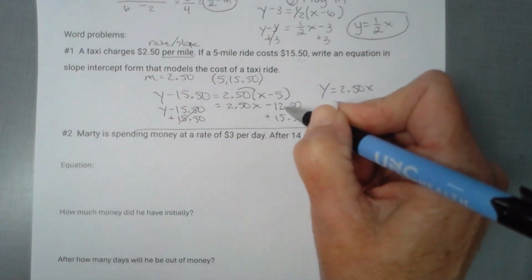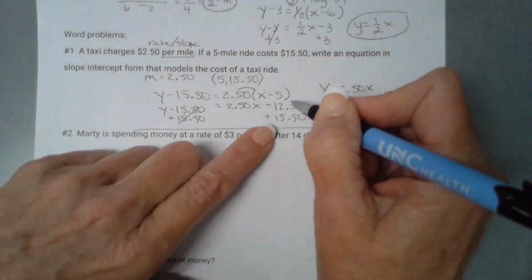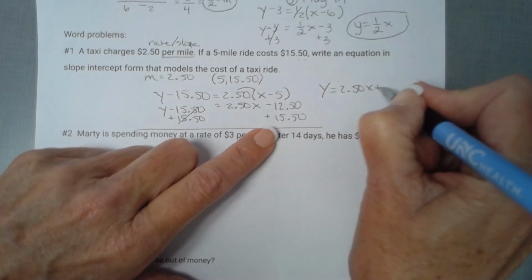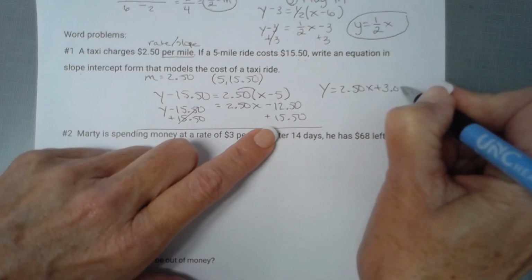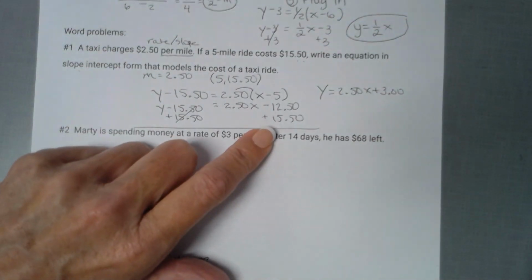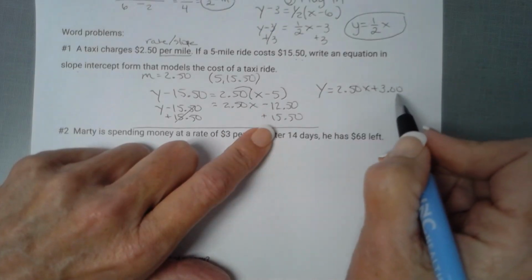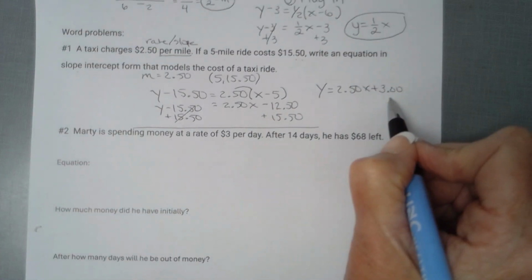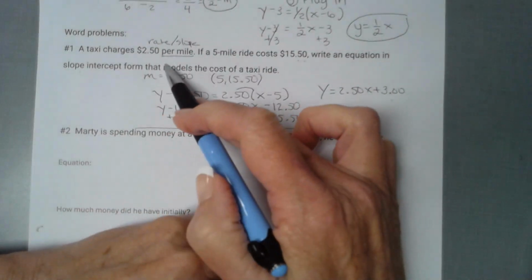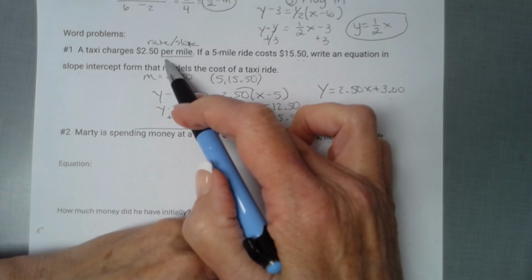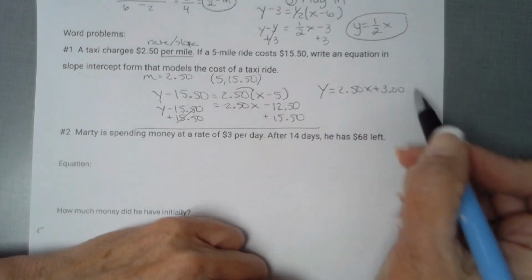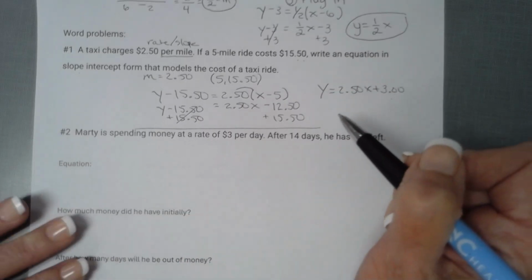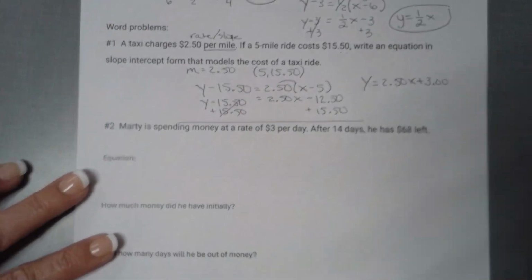(2.50x), and then I'm going to combine this. I can probably do this in my head. Let's see. $3. Okay. So this is slope-intercept form, and that means this $3 is probably an initial fee before they start running the $2.50 per mile. So that could be an initial fee in the cab ride. Okay. All right, let's do another one.